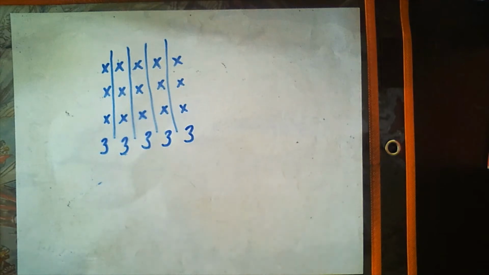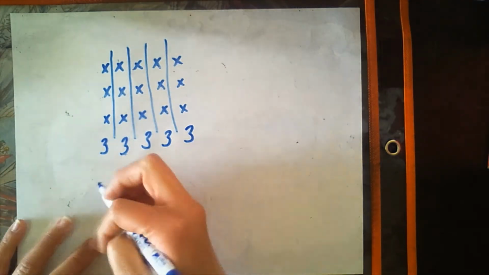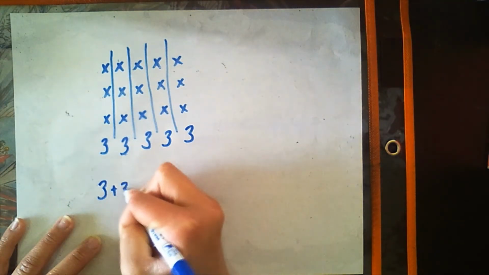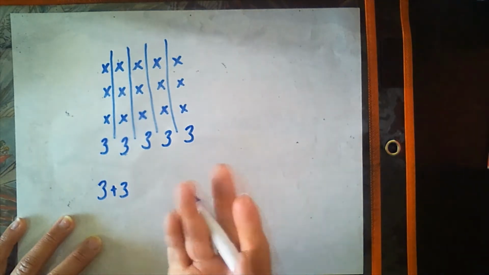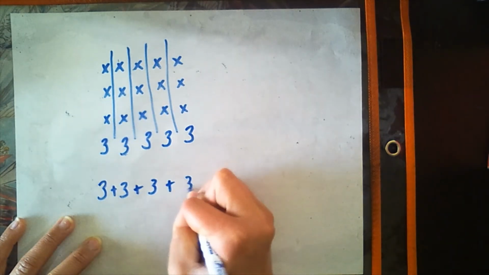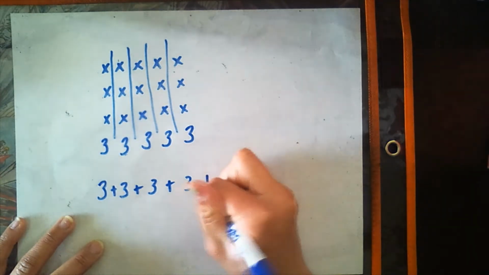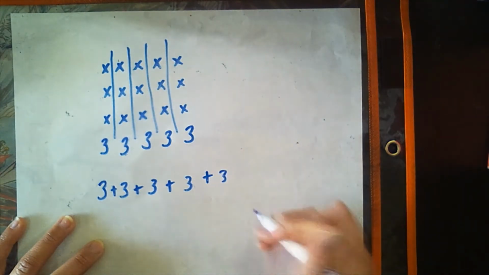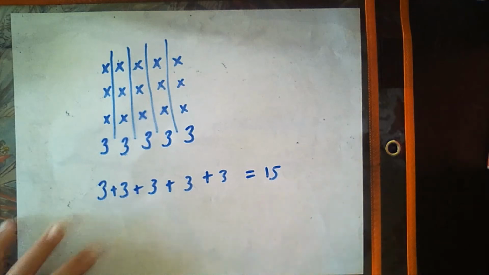What is our repeated addition sentence? 3 plus 3 is 6, plus 3, which is 9, plus 3, which is 12, plus our final 3 is 15. So our whole or our total is 15.